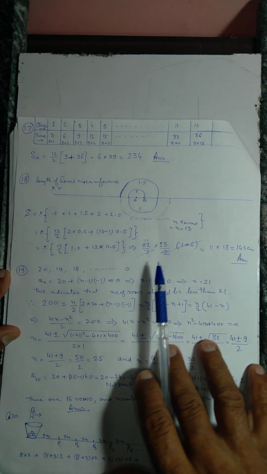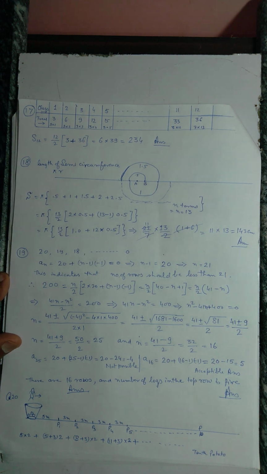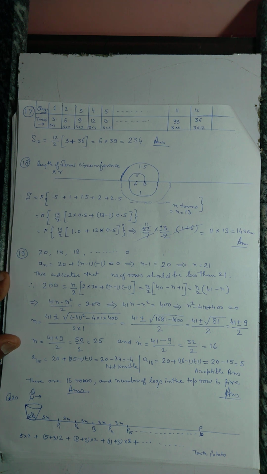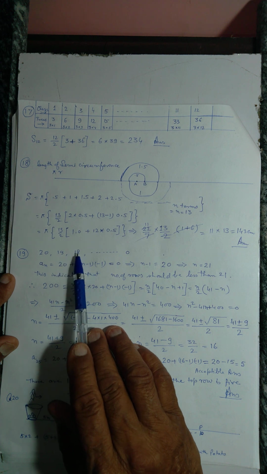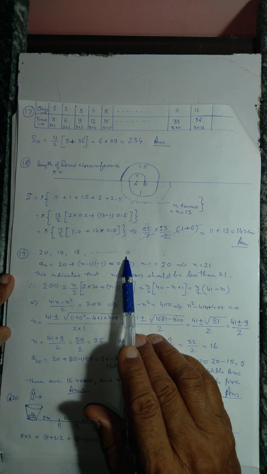Now proceed to question number 19. Here, the logs are stacked in the following manner: 20 logs in the bottom row, 19 in the next row, 18 in the next to next row and so on. In how many rows are the 200 logs placed, and how many logs are in the top row? You see 20, 19, 18, and it keeps on decreasing, and certainly it will reach somewhere where its value will be equal to 0.